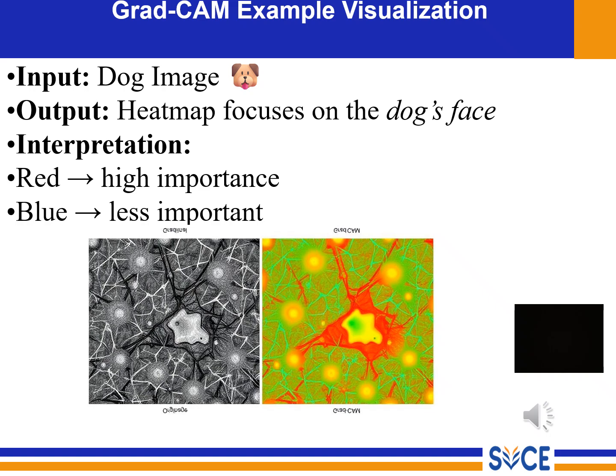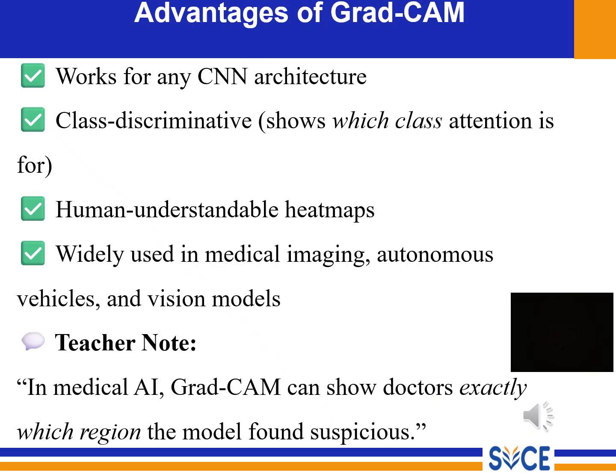On the next slide, this is an example, a dog image. The advantages of GradCam: it works for CNN architectures and produces human understandable heat maps. It's widely used in medical imaging and autonomous driving, as I mentioned previously.